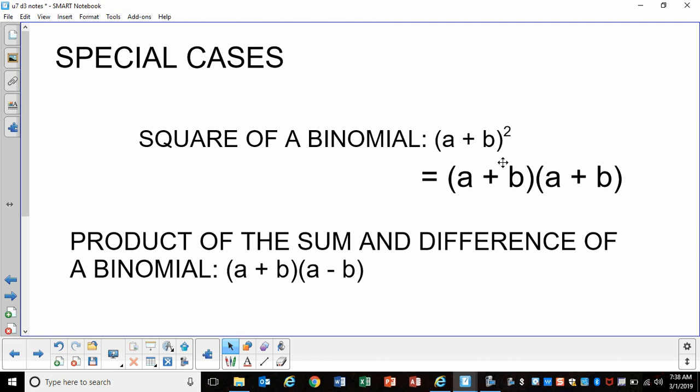This one also has a shortcut, but the biggest thing is you need to be able to recognize it. If you don't understand that it's the same binomial being multiplied, you're not going to be able to multiply it correctly. So let's go ahead and get started on what these actually mean for you.